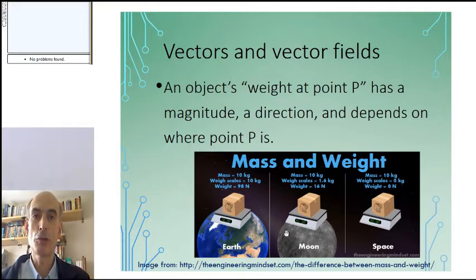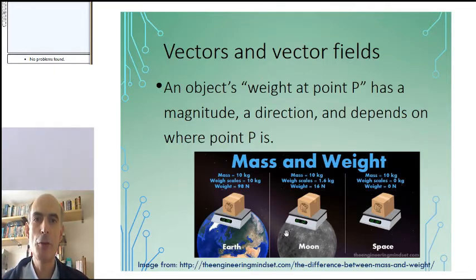Weight is also a function of where you are. While the mass of the pen is constant, its weight depends on where in the universe it is. If it was on the moon, there would be a much smaller force pushing it down. It would have a lower weight. If it was just in the middle of outer space somewhere, it may be weightless and have no weight at all. So the weight is a function of where you are. And that makes weight a vector field. It has a magnitude and a direction, and the magnitude and direction are a function of where it is in space.